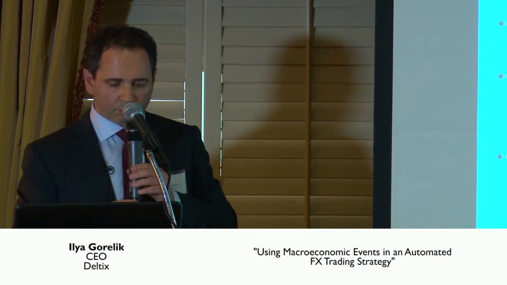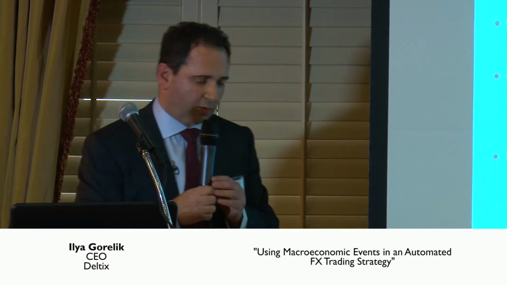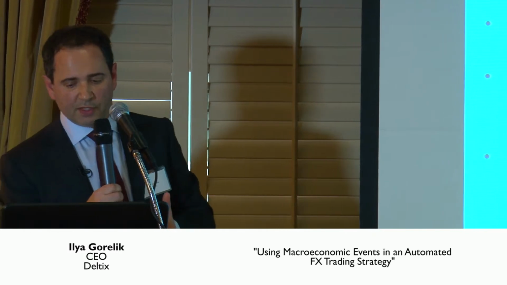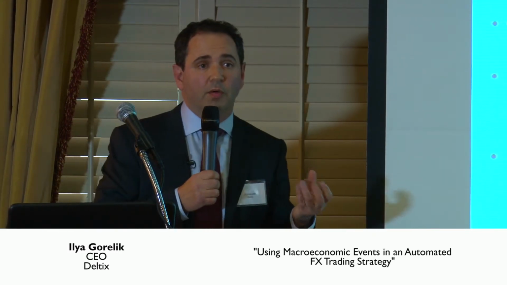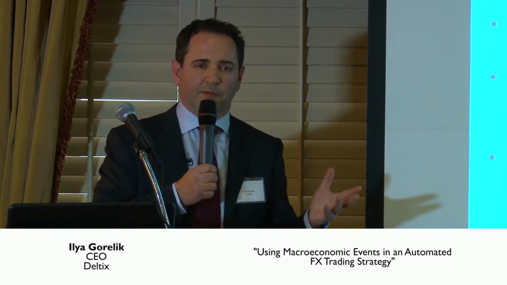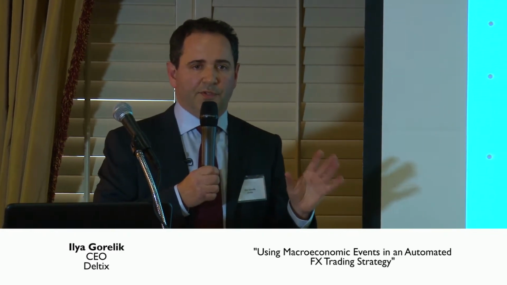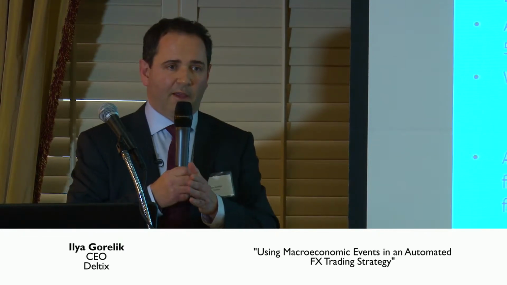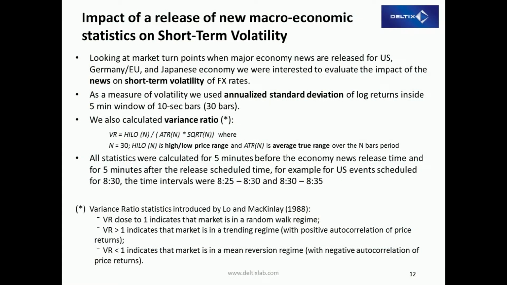We use two measures of short-term volatility. One is an annualized standard deviation of log returns inside a 5-minute window based upon 10-second bars. We're not doing ultra high frequency trading, but it's a relatively high frequency trading machine. We're going to live with a granularity of 10 seconds. So the first measure of volatility is the annualized standard deviation.